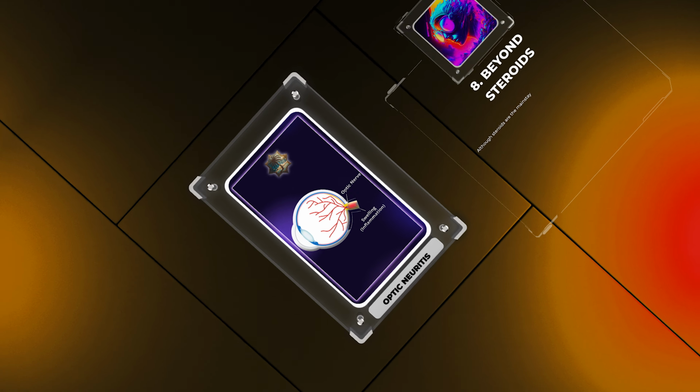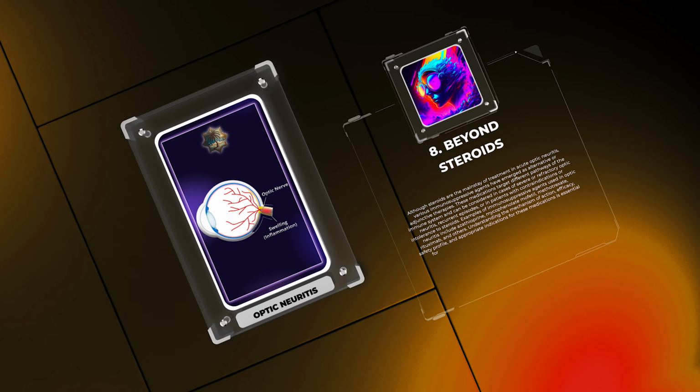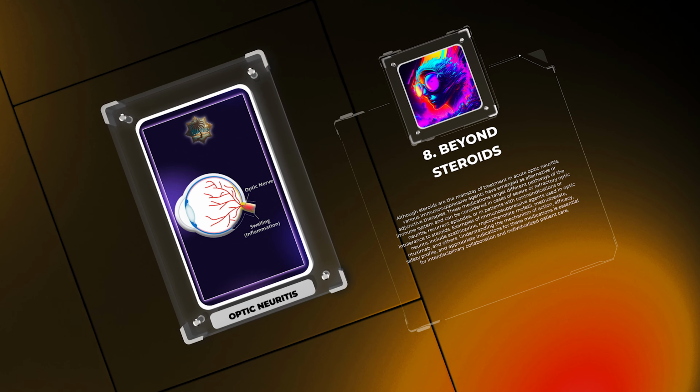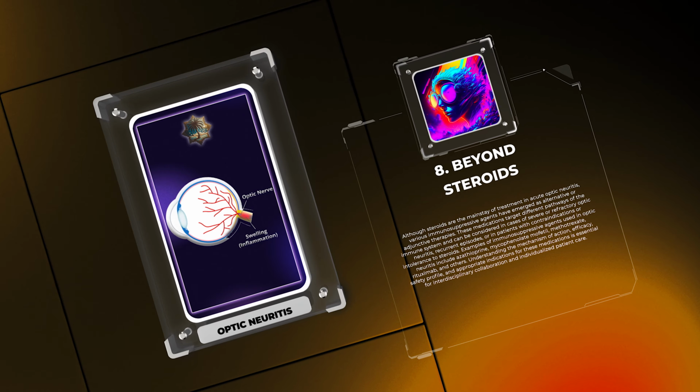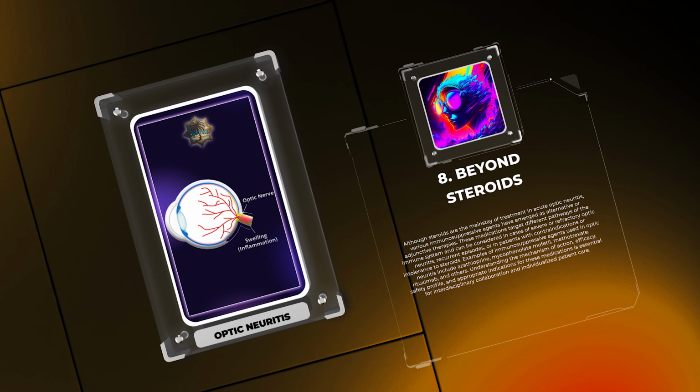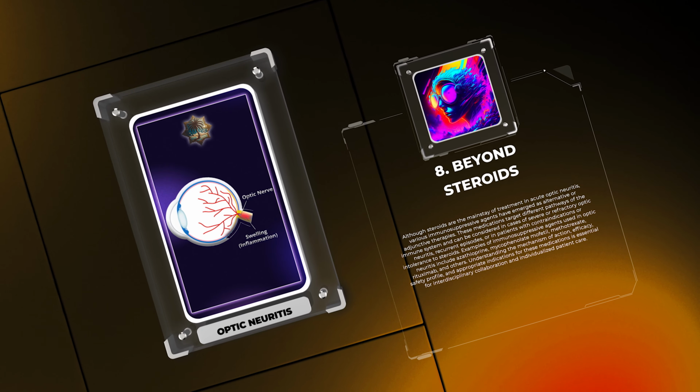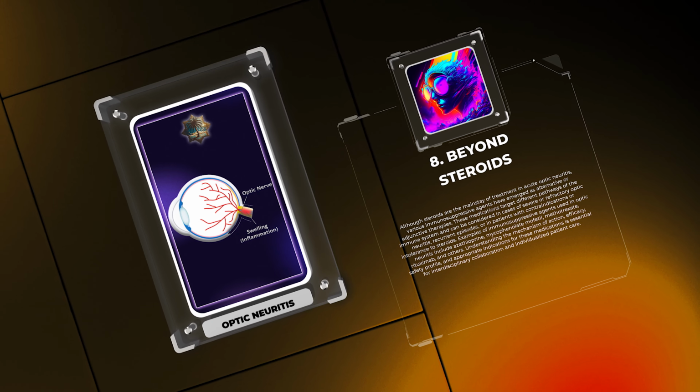Although steroids are the mainstay of treatment in acute optic neuritis, various immunosuppressive agents have emerged as alternative or adjunctive therapies. These medications target different pathways of the immune system and can be considered in cases of severe or refractory optic neuritis, recurrent episodes, or in patients with contraindications or intolerance to steroids.